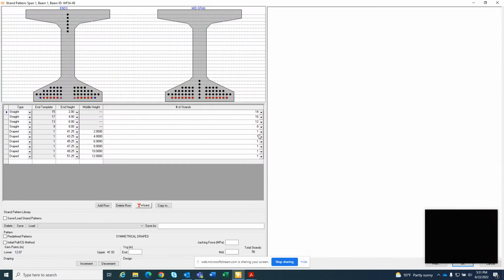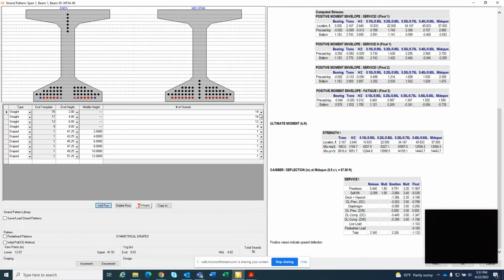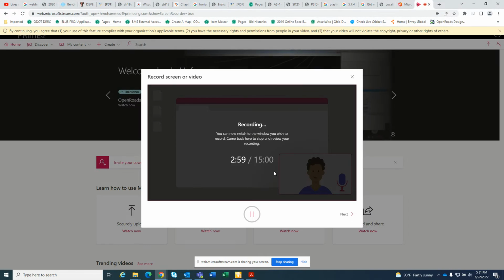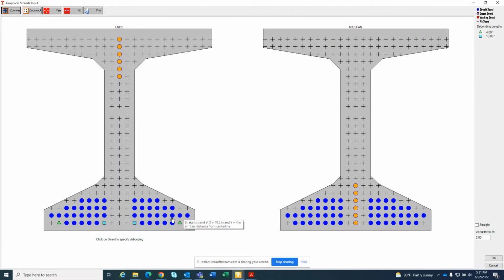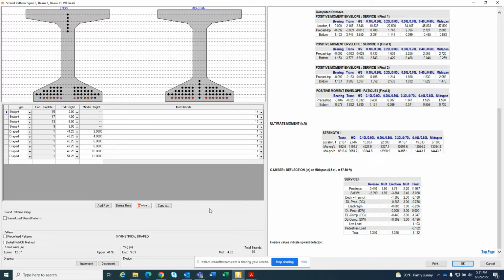Strand patterns are pretty common. Look at the standard drawing and then get the strand patterns, and then use the straight and drape strands, and go to the wizard. If you want to debond the strands at the ends, you can click those and then say debond, and then put the distance of the debonding. This is where you do it, and it looks good so far.